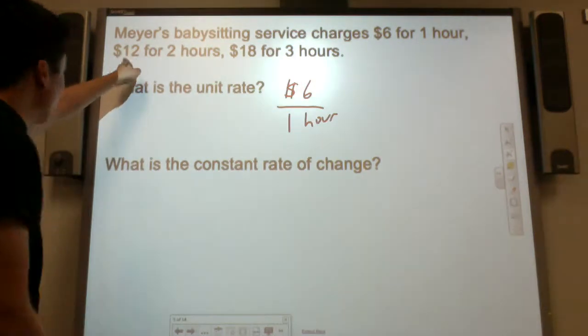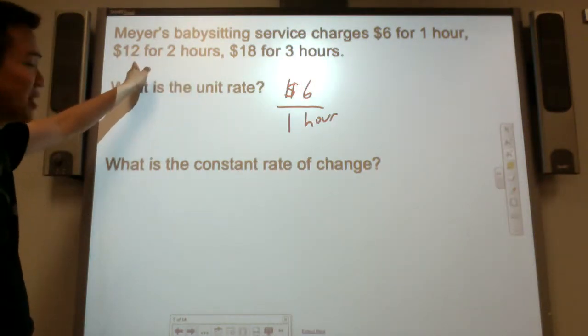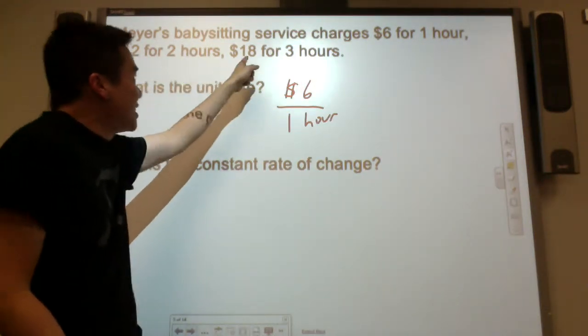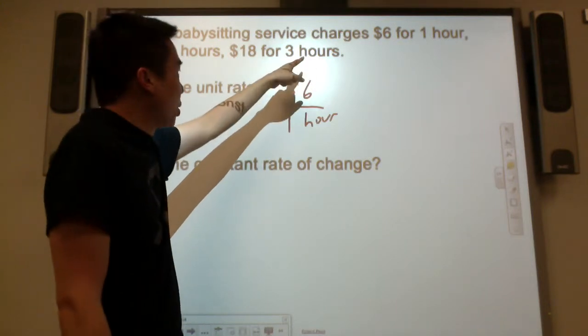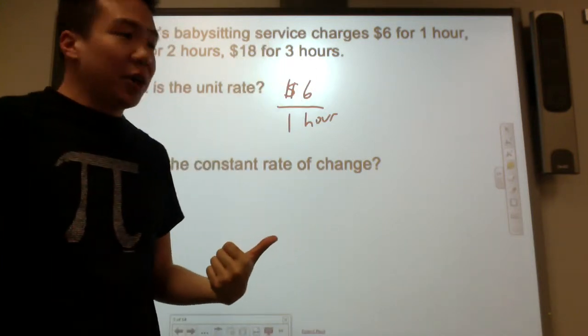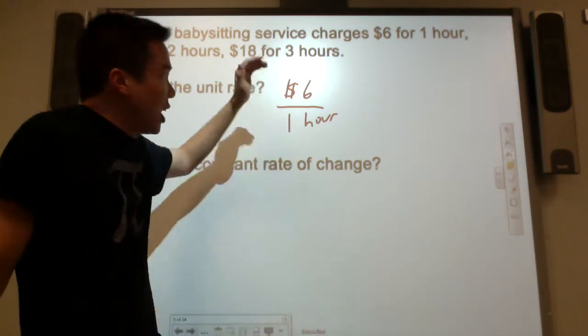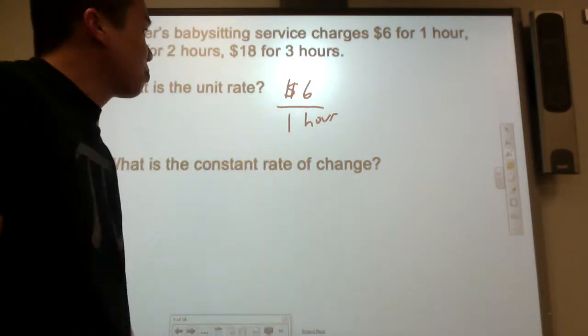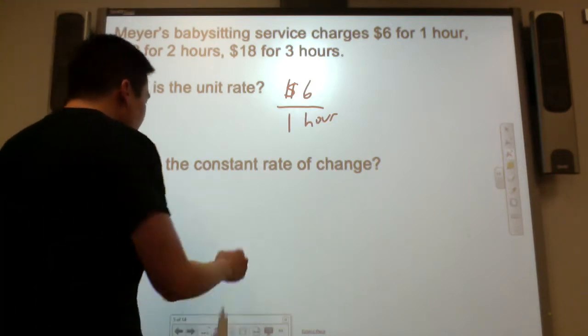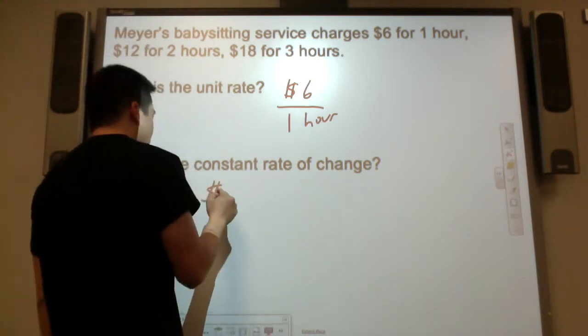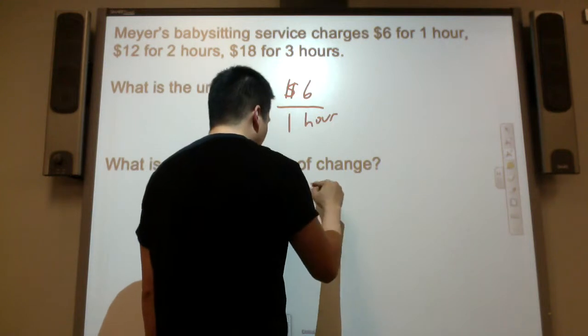Because it's the same for this one, $12 for 2 hours. If you break it down, would that be $6 per hour? It will. $18 for 3 hours. If you break this down per hour, would that still be $6 per hour? So it's a constant rate of change. So every time she charges $6 per hour.